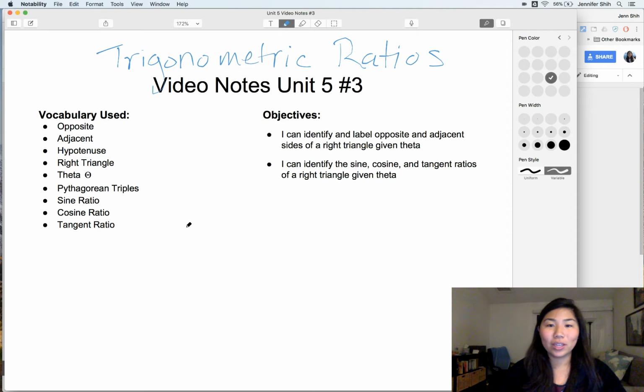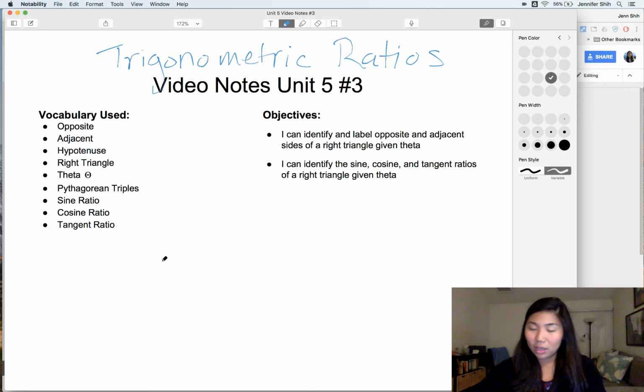But by the end of the video, you are going to be able to identify and label opposite and adjacent sides of a right triangle and the hypotenuse. And then you're also going to identify the sine, cosine, and tangent ratios of a right triangle given theta. So if you don't know what that means, stay tuned.